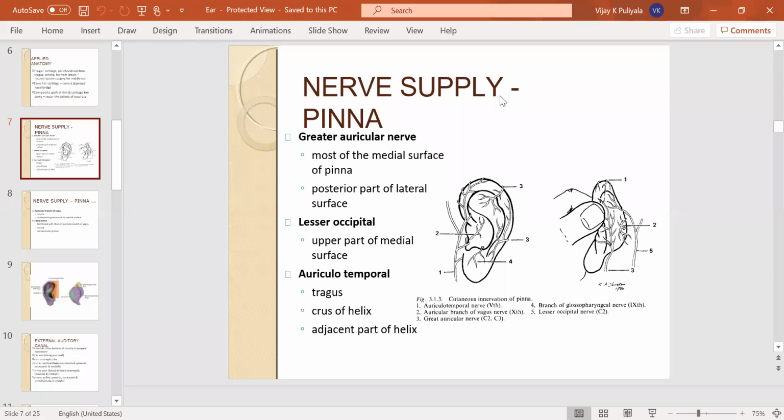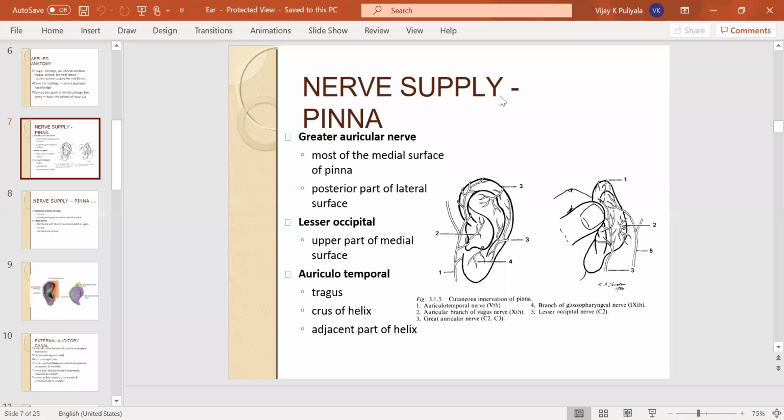Next, coming to the nerve supply of the auricle. Most of the medial surface, which is the cranial surface, and the posterior part of the lateral surface are supplied by the greater auricular nerve. The upper part of the medial surface is supplied by the lesser occipital nerve. The tragus, crus of helix, and adjacent part of the helix are supplied by the auriculotemporal nerve. So that is the nerve supply of the pinna: greater auricular nerve, lesser occipital, and auriculotemporal, a branch of the vagus.